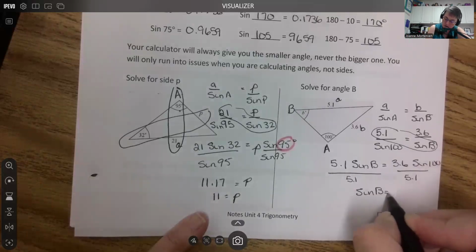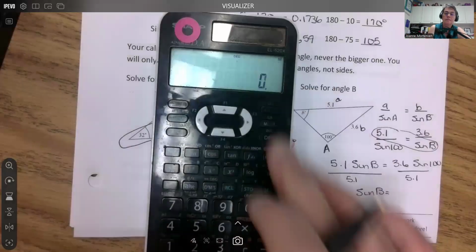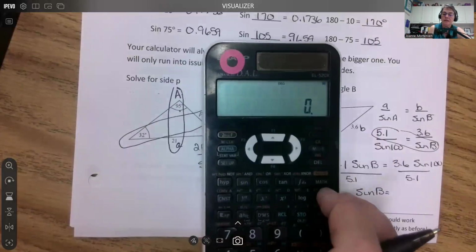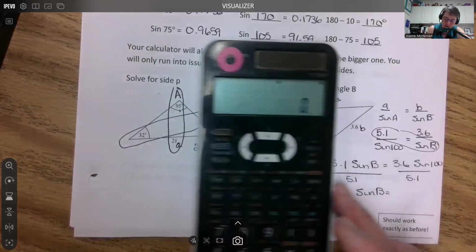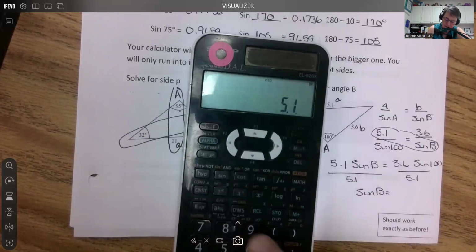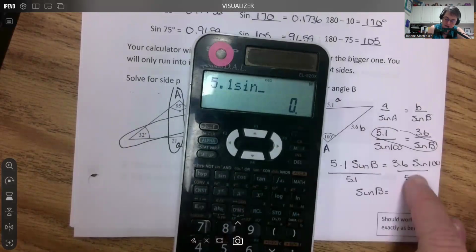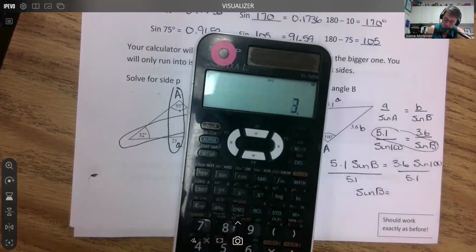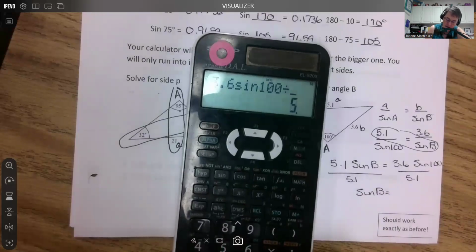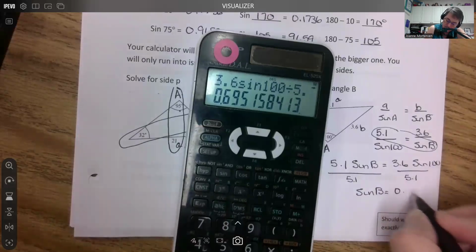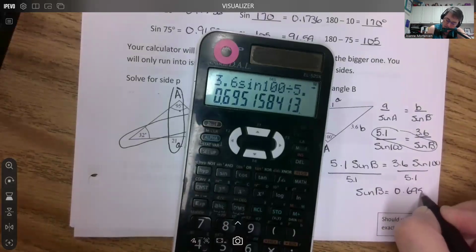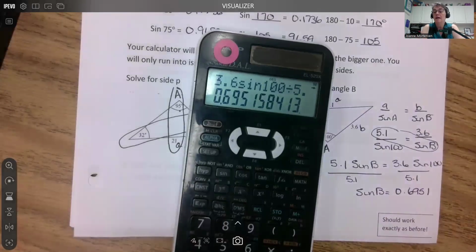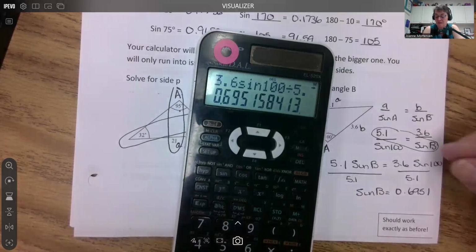Sine B is equal to, got that light there. No, then you can't see. 5.1 sine. That's all wrong. I was looking over there. I need to look over there. My bad. Try it again. 3.6 sine 100 divided by 5.1. Yay. I just said yay because it's 0 point something. I know if I did this calculation and it was greater than 1, then something was messed up.